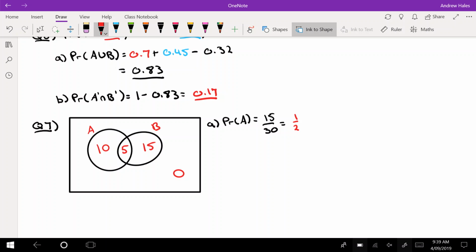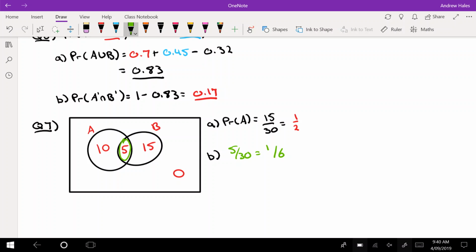Probability of A intersection B. So what's common to them both? The intersection is this section here in the middle. Why did I do that in black? That made no sense. This in the middle here. So it's going to be 5 out of 30, which is 1 out of 6.